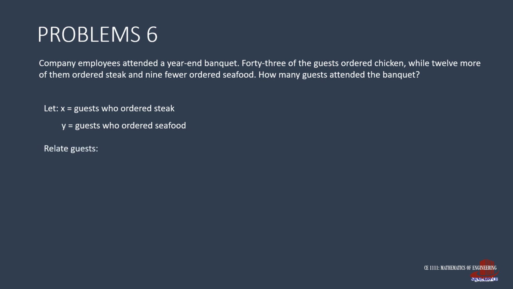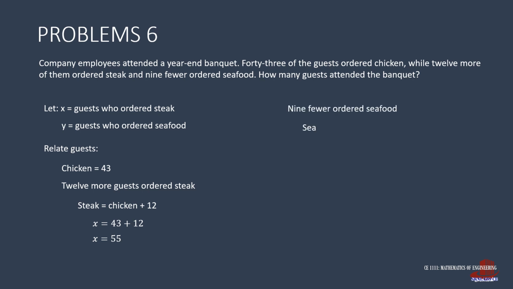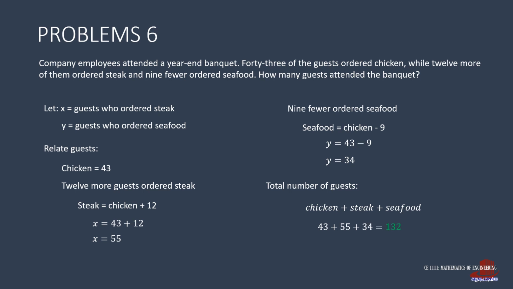Identify relationships starting with chicken as 43. Then for steak, that would be chicken plus 12. X is then 43 plus 12, giving 55. Seafood has chicken minus 9, which is computed as 43 minus 9, giving y as 34. To answer the question of the total number of guests in the banquet, we get those who ordered chicken, steak, and seafood. That would be 43 plus 55 plus 34, resulting to 132.